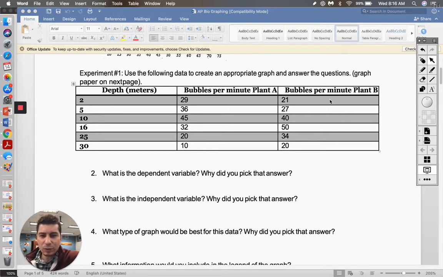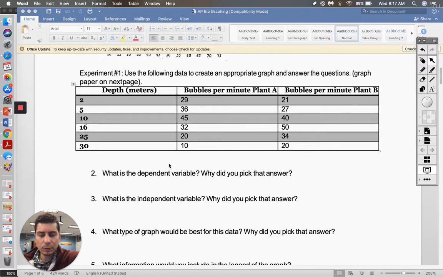So if we stop and think what's going on here, I'm guessing it has something to do with maybe photosynthesis rate. There's bubbles coming off of a plant. Obviously those bubbles are probably oxygen. And if we're talking about depth, that means they probably have that plant submerged in water. So it's still photosynthesizing in the water, but yeah, it's kind of nice to count the bubbles because we can actually see the oxygen coming off.